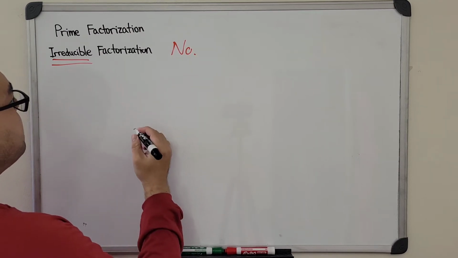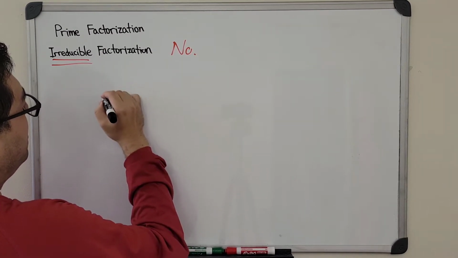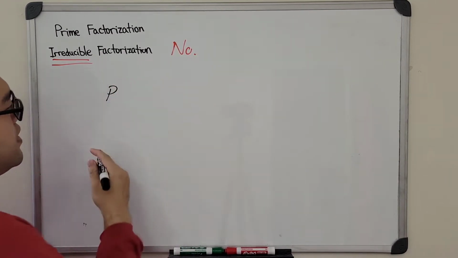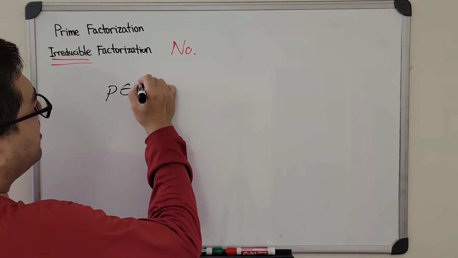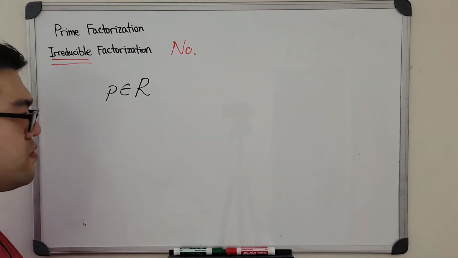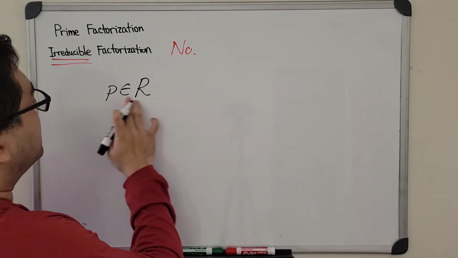Here is the definition. If we call an element P inside of, again, some ring here, then P is a prime.